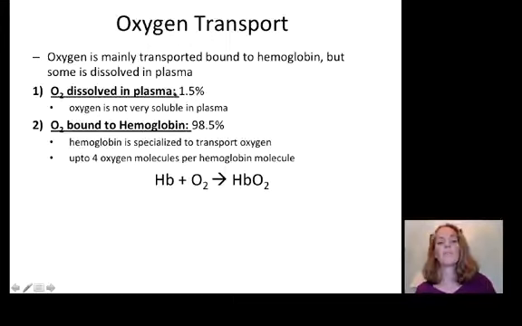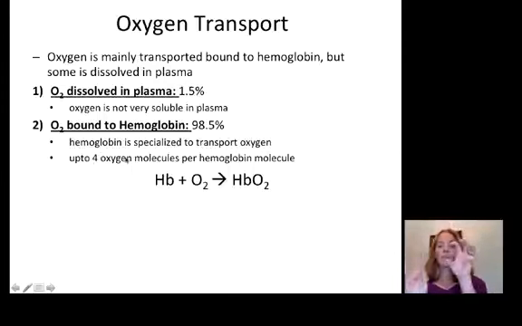1.5% will be bound to oxygen. The reason we need hemoglobin is because oxygen does not dissolve well in liquid water. So oxygen is not very soluble in the plasma, and that is why hemoglobin has evolved to give us more oxygen carrying capacity. Each hemoglobin can bind up to 4 oxygen molecules.